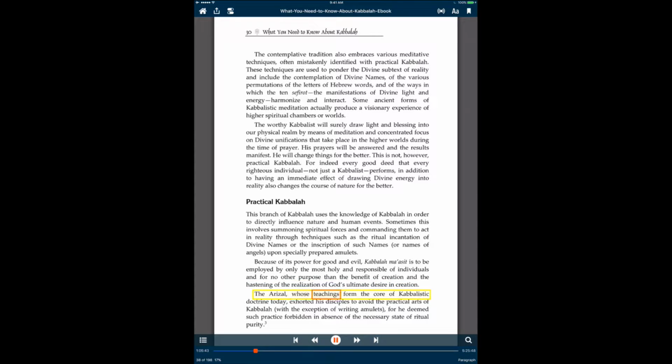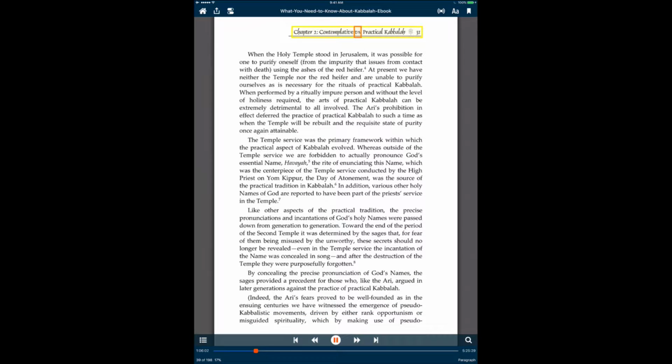The Arizal, whose teachings form the core of Kabbalistic doctrine today, exhorted his disciples to avoid the practical arts of Kabbalah, with the exception of writing amulets, for he deemed such practice forbidden in absence of the necessary state of ritual purity. When the Holy Temple stood in Jerusalem, it was possible for one to purify oneself from the impurity that issues from contact with death, using the ashes of the red heifer, but at present we have neither the temple nor the red heifer and are unable to purify ourselves as is necessary for the rituals of practical Kabbalah.